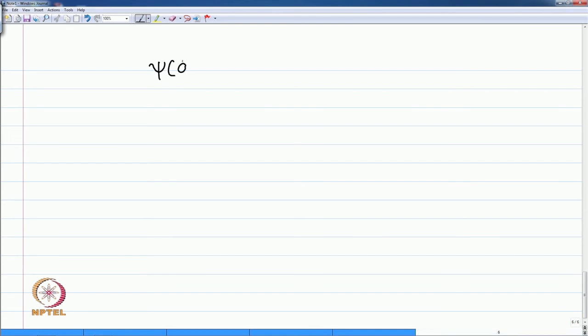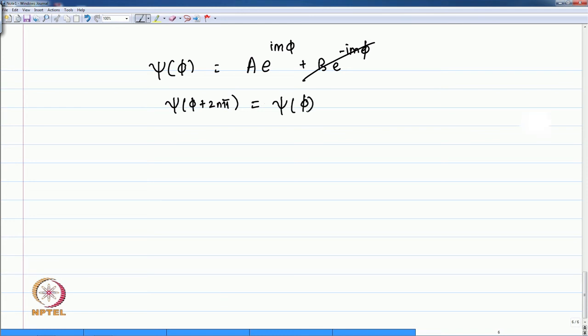Now, psi of phi is given by this general quantity A exponential Im phi plus B exponential minus Im phi. For the time being, let's worry about motion in one directional sense. Therefore, let's not consider that. Please remember psi of phi plus 2n pi must be psi of phi because the wave function is unique. It does not matter as long as n is an integer 0, 1, 2, 3, etc. This condition has to be satisfied.